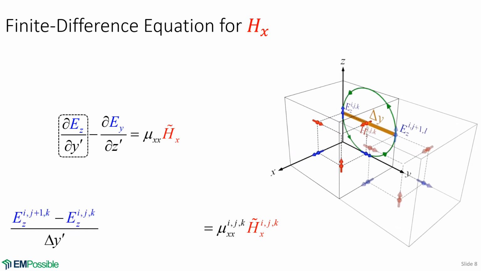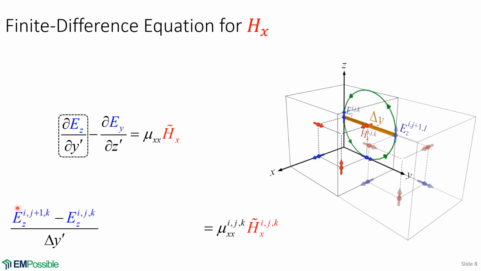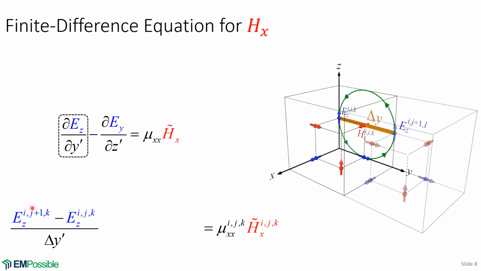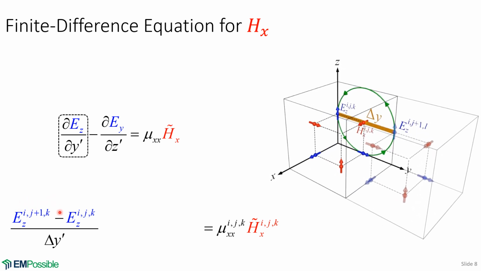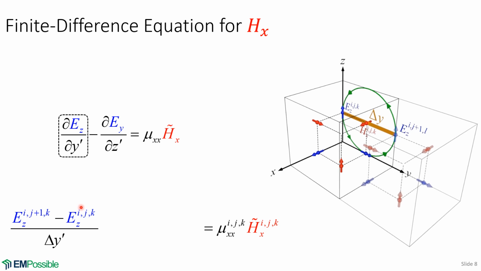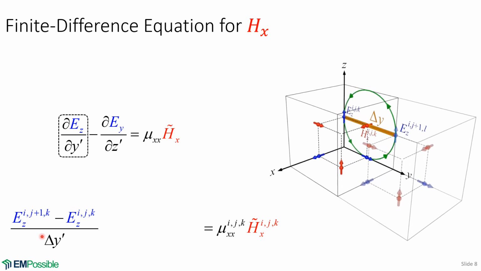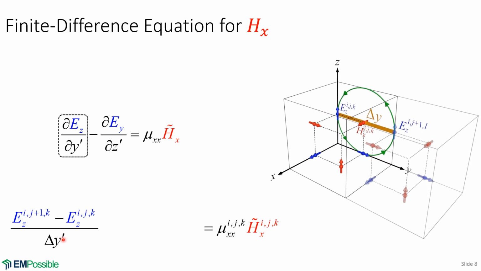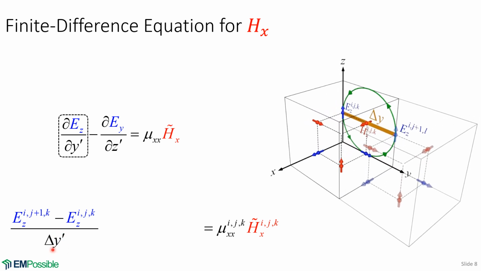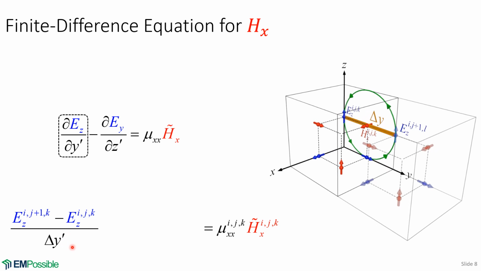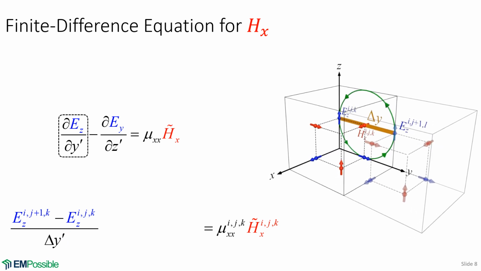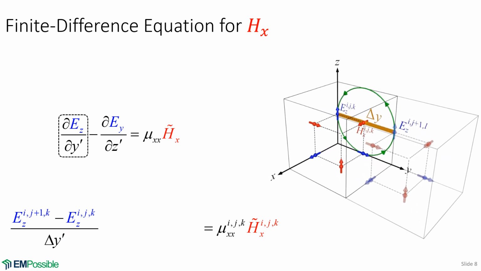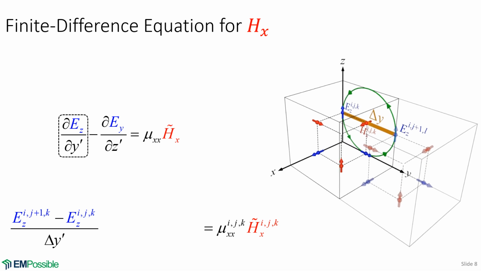So that's how we write our finite difference approximation. It's the electric field from the next cell over in the y direction minus the electric field in the same cell divided by the spacing in the y direction, which is delta y. And it's actually delta y prime because that's a normalized delta y, but I probably won't bother to mention that again. But that is definitely a normalized grid resolution parameter where we've multiplied by k naught.